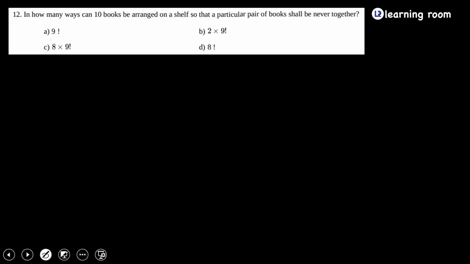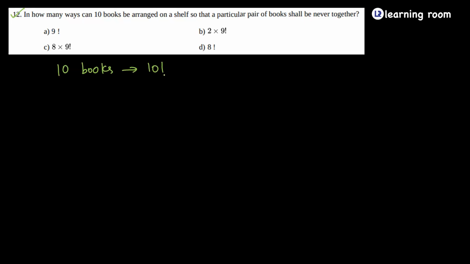So listen to this. The 12th question is, in how many ways can 10 books be arranged on a shelf so that a particular pair of books shall never be together? The 10 books can be arranged among themselves in 10 factorial ways.